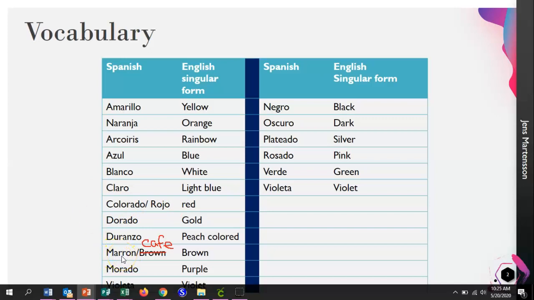I'm going to make a quick pause right here because we've got a double R there, so it's marrón, which is known as café in this area. That's probably what you're gonna hear for brown, morado, violeta, negro, oscuro, plateado, rosado, verde, and violeta again. I guess I'll get it on there twice.